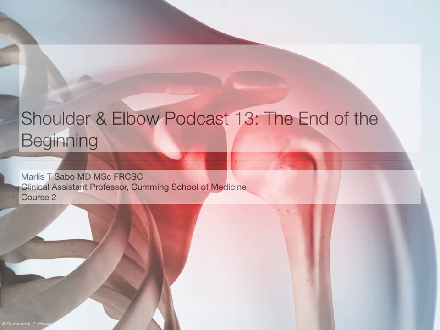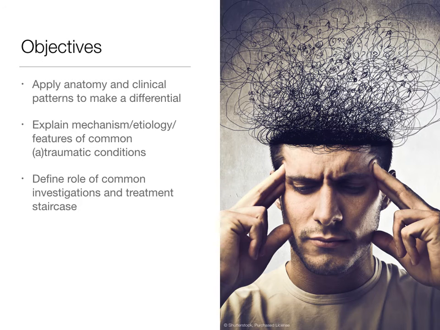Well, folks, this is the end. By way of closing, remember back to podcast 1 and our overall objectives. You should be able to apply anatomy, which is Rule 2, and clinical patterns, Rule 3, to make a differential diagnosis for someone with a shoulder or elbow problem.